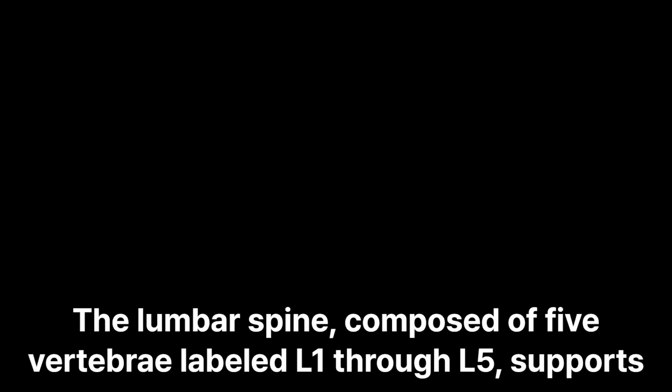patient education. The lumbar spine, composed of 5 vertebrae labeled L1 through L5, supports much of the body's weight and allows for various movements, including flexion, extension, rotation, and lateral bending. Between each vertebra lies an intervertebral disc, which acts as a cushion, absorbing shocks and facilitating smooth movement.